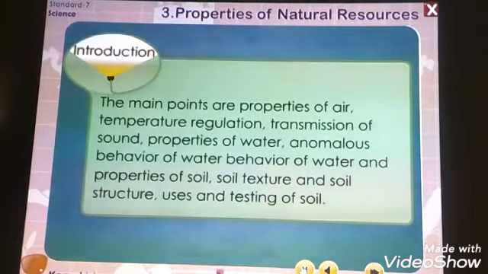The main points are properties of air, temperature regulation, transmission of sound, properties of water, anomalous behavior of water, and properties of soil, soil's texture and soil structure. Uses and testing of soil.